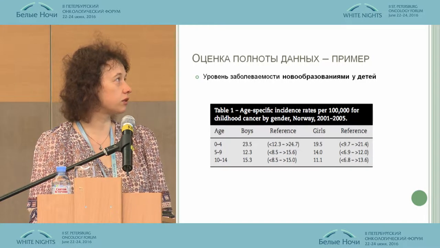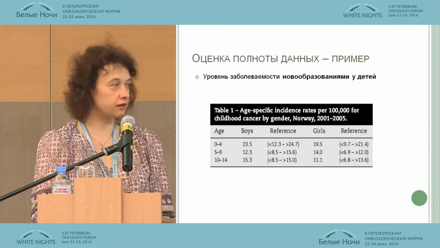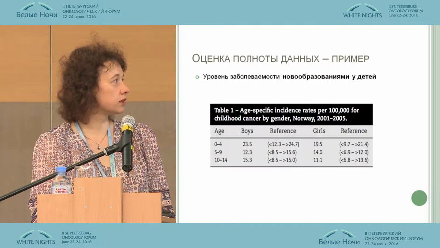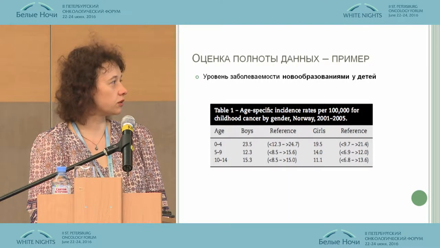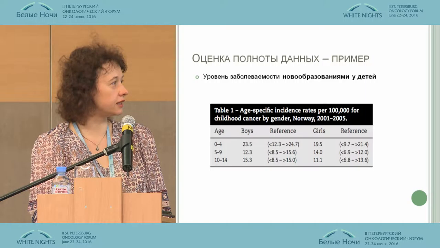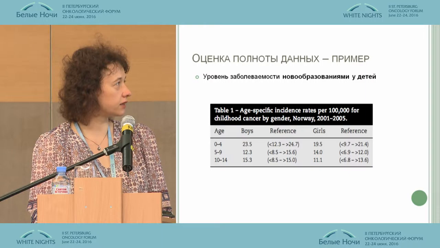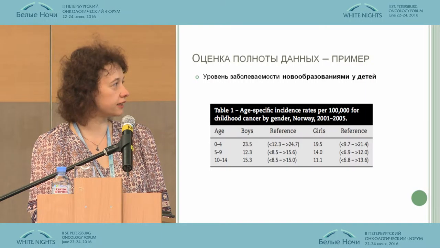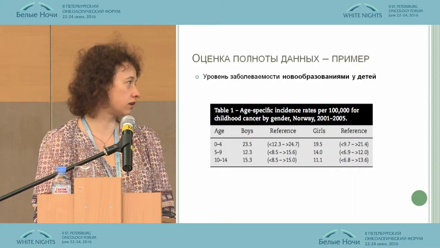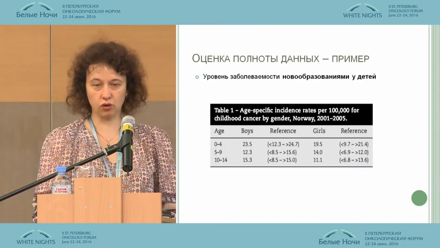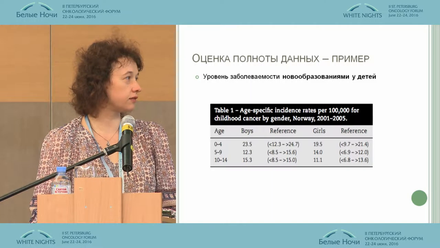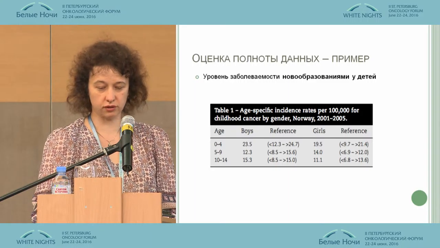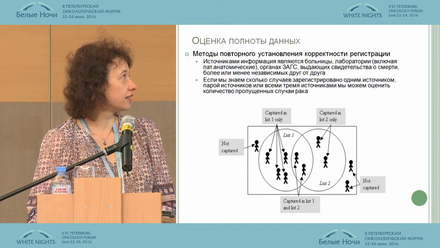Another sensitive indicator is incidence and appearance of neoplasms among children. An international agency that studies cancer developed such references for boys and girls. If incidence is within the limits, then we can say that fullness of data among children cancer is quite good.